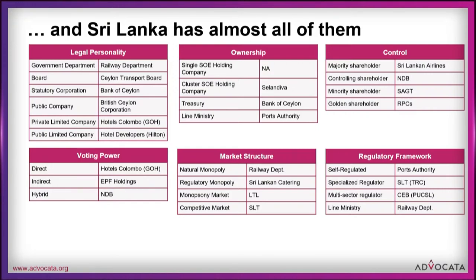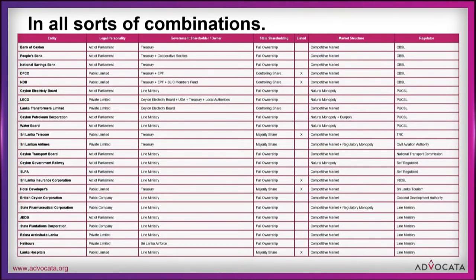And then the regulatory framework, again, is similarly diverse. You have cases where the regulator is also the party engaged in the operations of the enterprise itself. You have specialized regulators, multi-sector regulators, and line ministries. I'm not sure if you can see this very clearly, but these all interact with each other as well. So you have this huge, confusing array of ownership, control, shareholding and market structure. And then, of course, some of these are listed on the stock exchange and some are not, which generates particular disclosure requirements. I don't want to go into the details; what we see from here is just a huge amount of diversity and confusion. And from this also result competing goals for any given SOE.